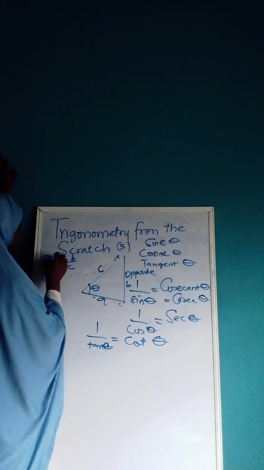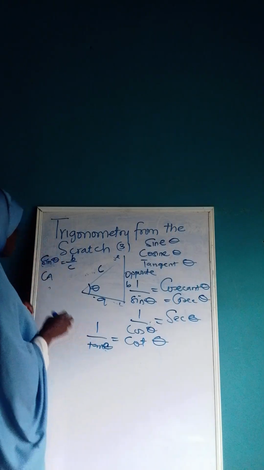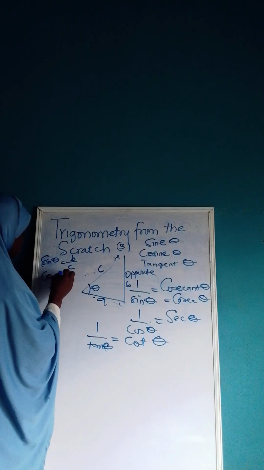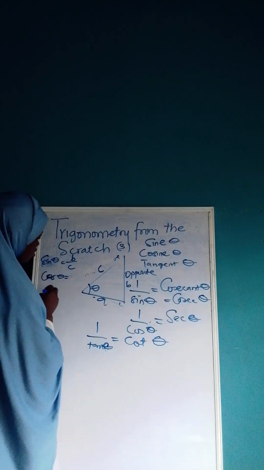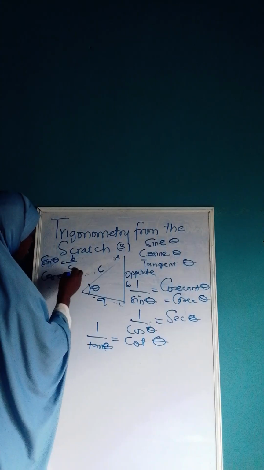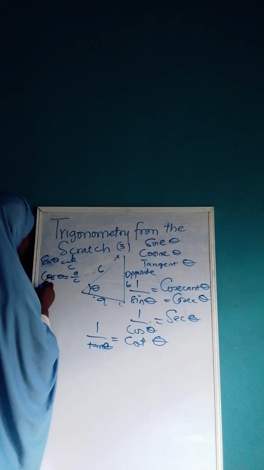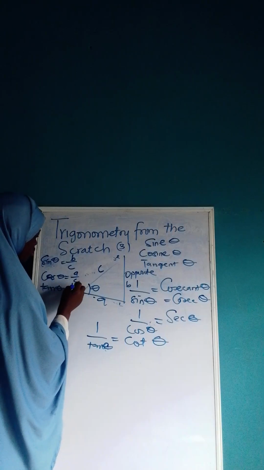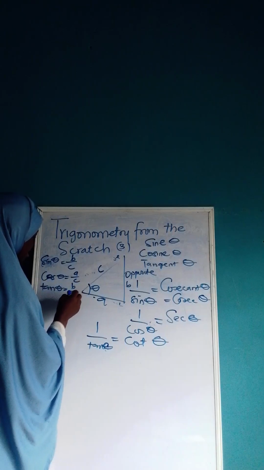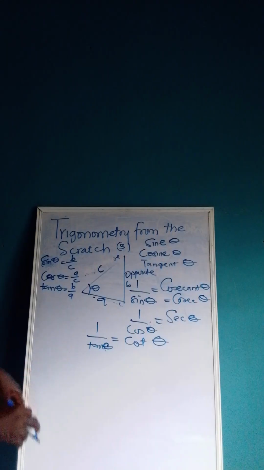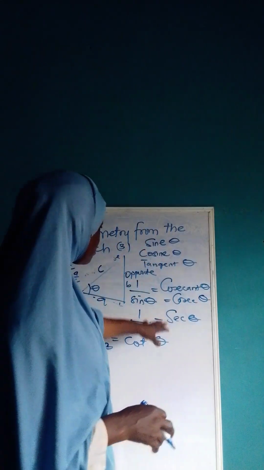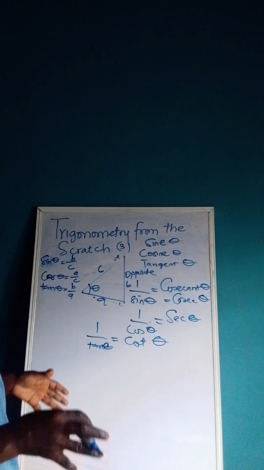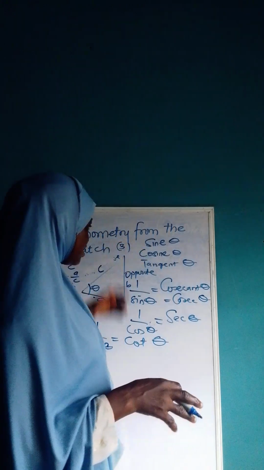Sine theta is equal to opposite over hypotenuse, and cos theta, or cosine theta, is adjacent over hypotenuse, A over C, and tan theta is equal to opposite over adjacent. Now, these relationships: I have told you about sine theta, cos theta, and tangent theta.